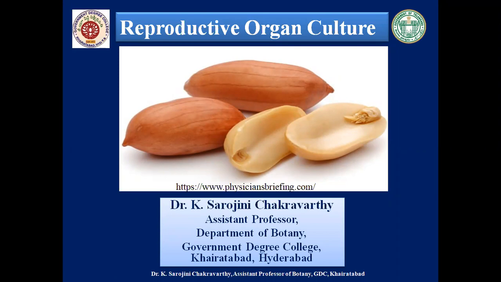These are the seeds of groundnut, and groundnut belongs to angiosperms, dicotyledons. When the seed breaks open, you can see two halves, that is two cotyledons. This is one cotyledon, this is the second cotyledon. One of the cotyledons consists of the embryo. Aseptically removing this embryo and culturing it in vitro, it develops into plantlets. That is known as embryo culture.